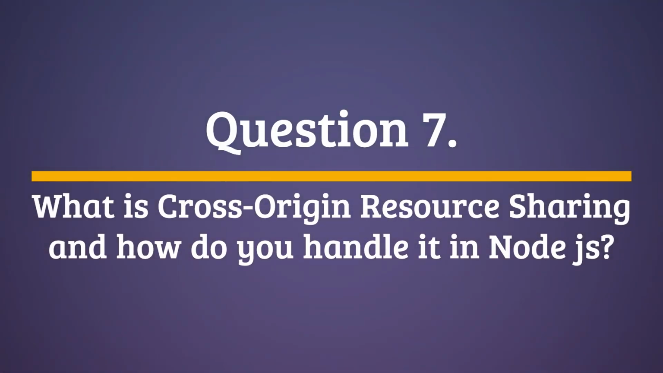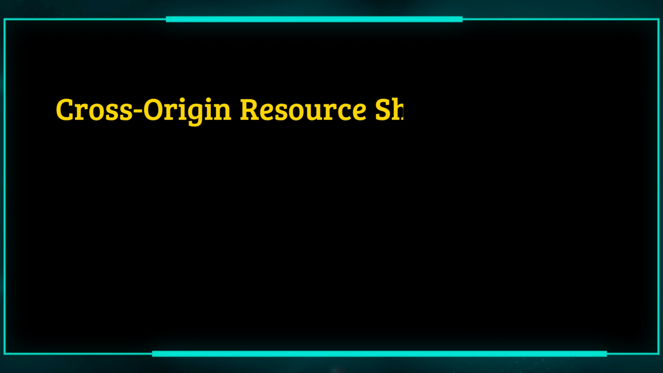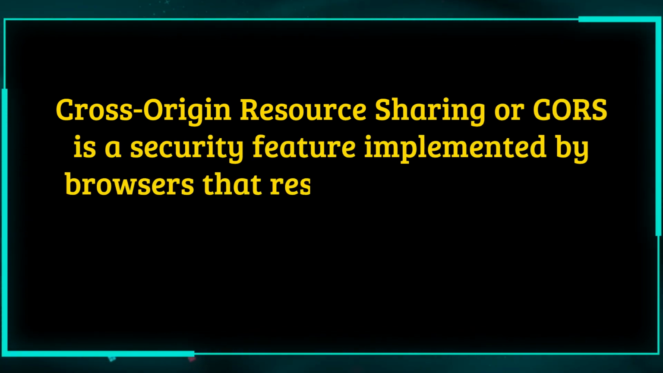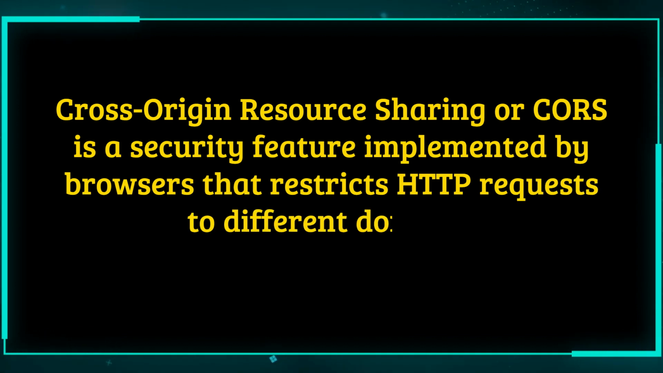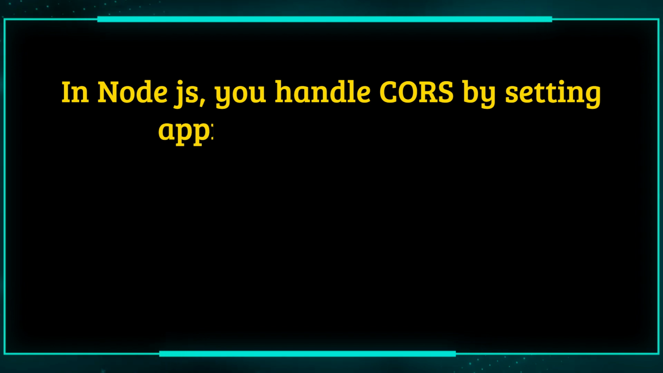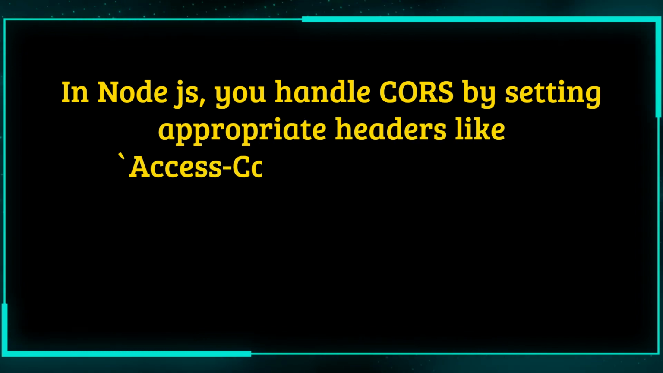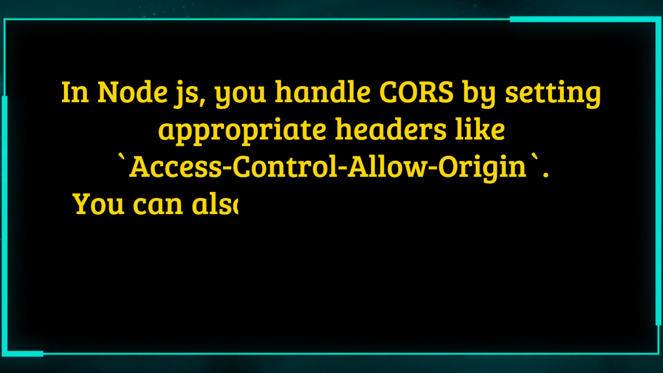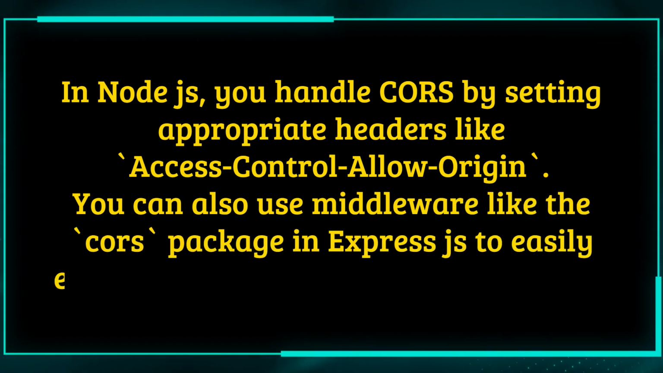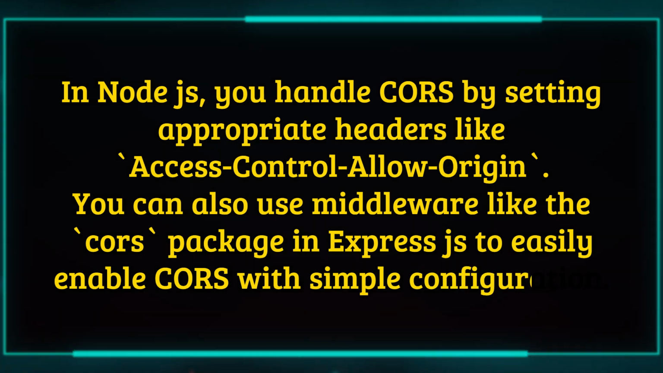Question 7. What is cross-origin resource sharing and how do you handle it in Node.js? Answer. Cross-origin resource sharing or CORS is a security feature implemented by browsers that restricts HTTP requests to different domains. In Node.js, you handle CORS by setting appropriate headers like Access-Control-Allow-Origin. You can also use middleware like the CORS package in Express.js to easily enable CORS with simple configuration.